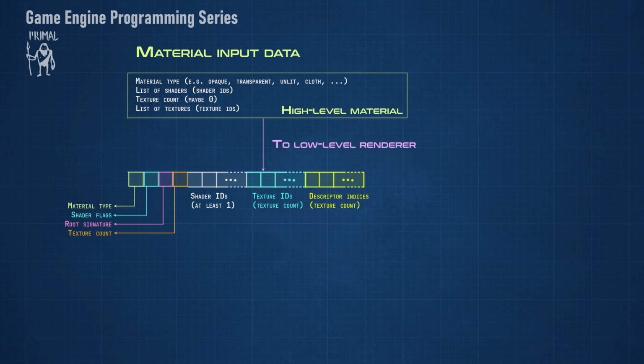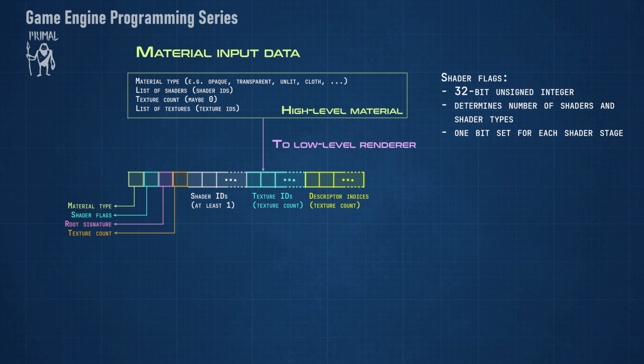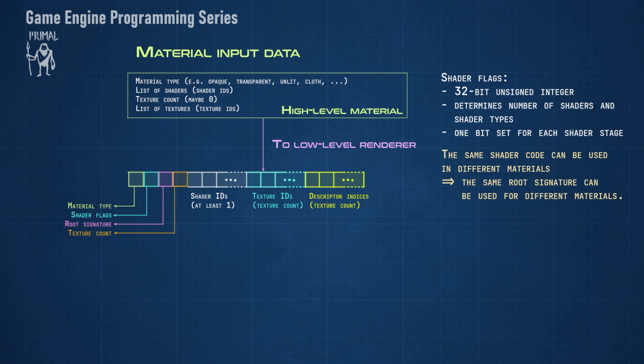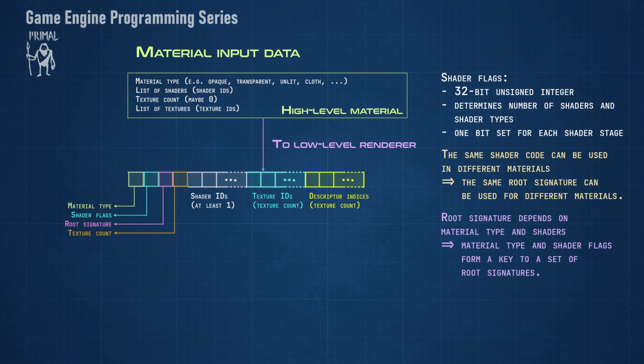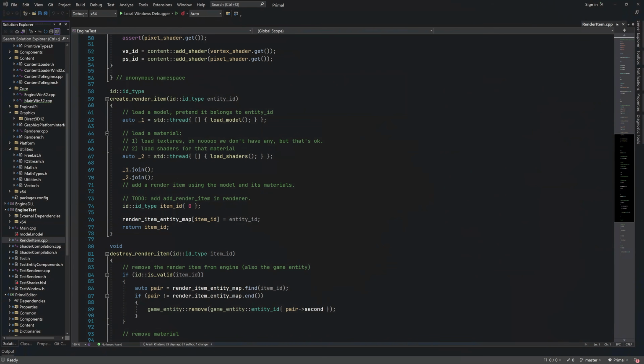However, for now it's important to note that the shader flags is just a 32-bit unsigned integer that has the bits that correspond to each shader stage that is used for this material set to 1. Using these flags, we can know how many shaders are used as well as which shader stages are used. The same shader code can be used for different materials, and therefore also the same root signature can be used for multiple materials. Because the material type and the set of shaders will determine the data that is available to each shader stage, we can use them as a key to a set of root signatures. That way we don't have to create a root signature for every single material.